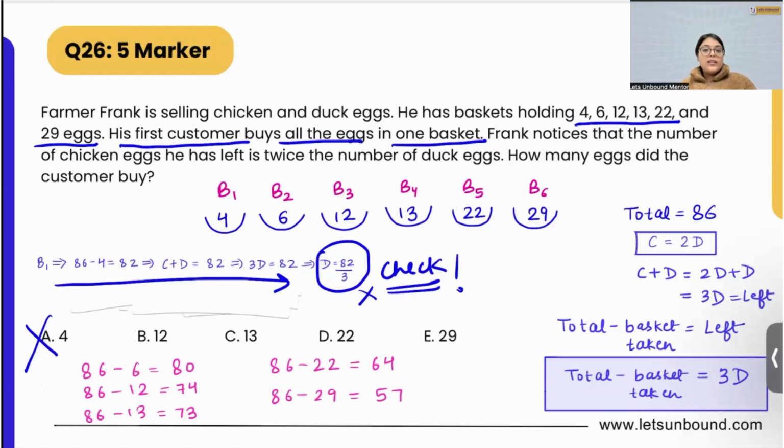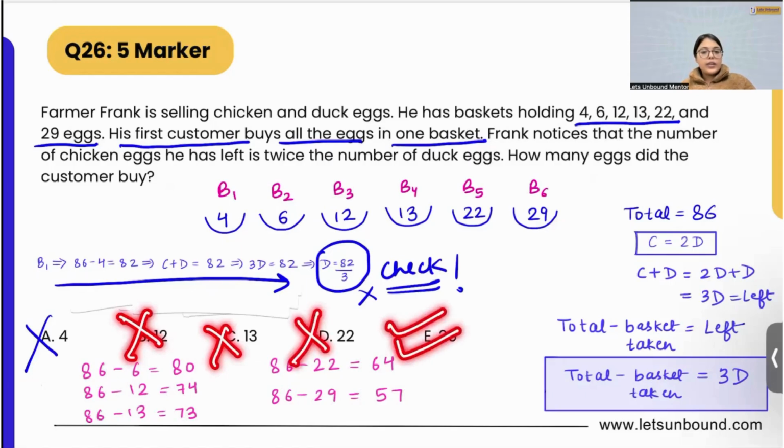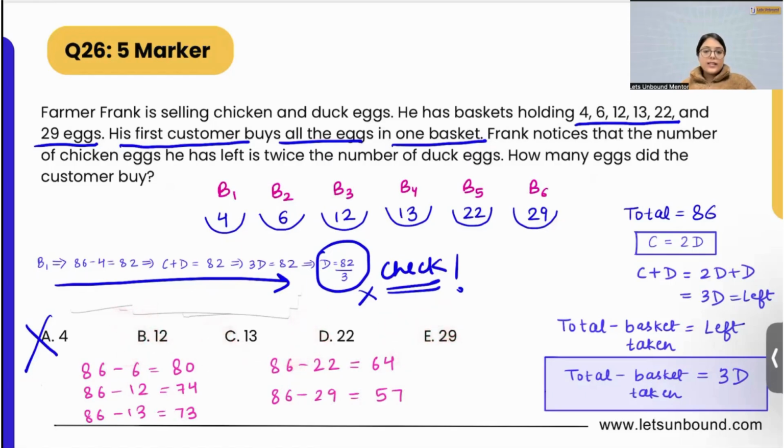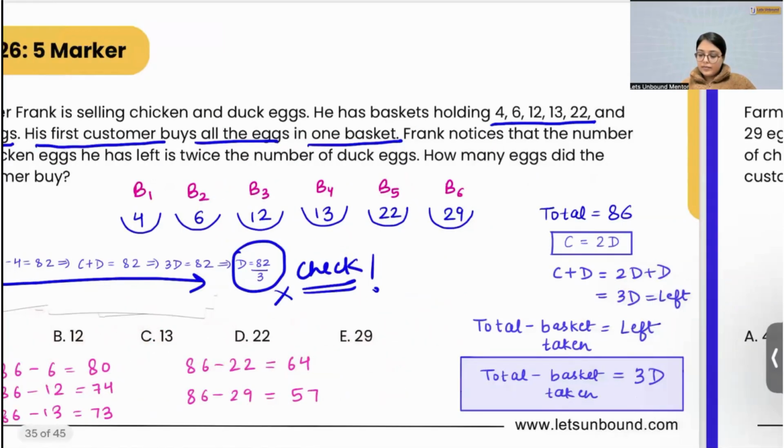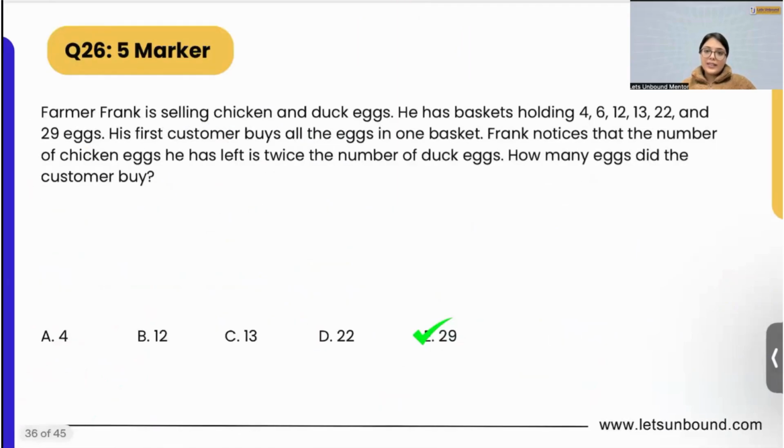So here the divisibility concept for 3, digit 3, we are using to discard the options which are not part of our solution and select and get the right one. So option E is correct. So you can see option E is right. Moving on to our next question, which is question 27.